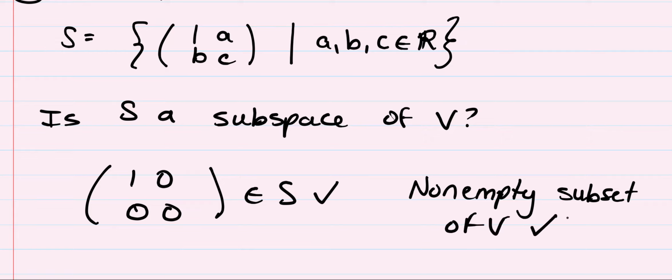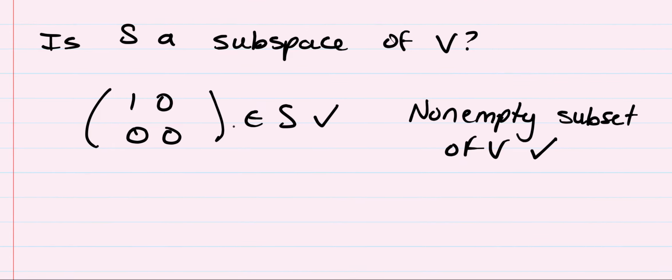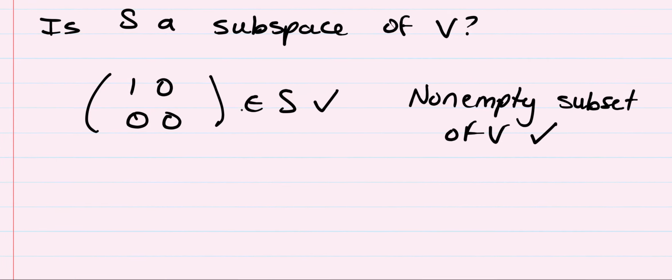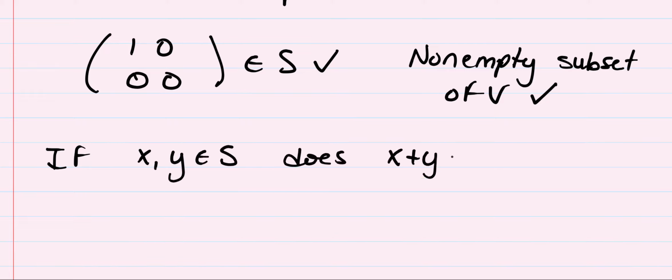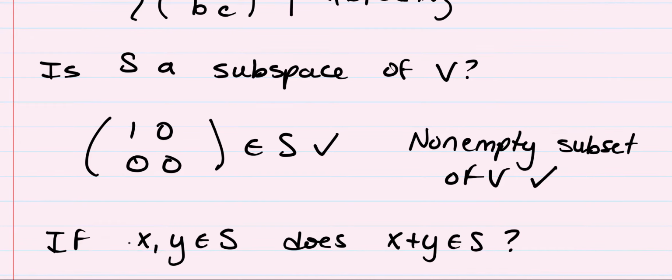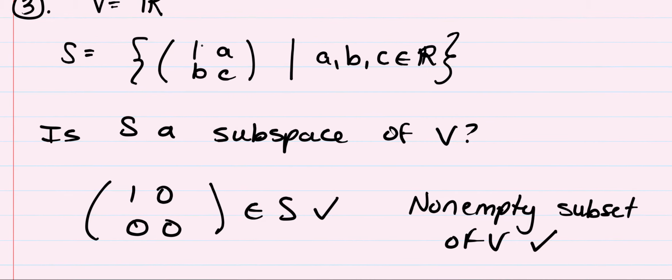So we're good with that. Now we need to check if vector addition and scalar multiplication hold. So let's go with vector addition. So if x and y belong to S, does x plus y belong to S? Well, we need to define two vectors that are in S. The only thing is we have to fix this right here.